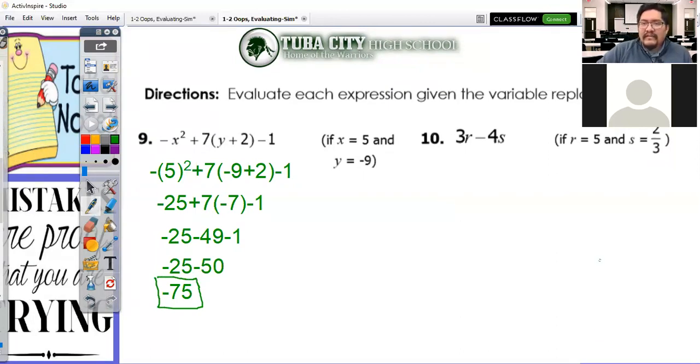All right, now this one uses fractions, so I might end up having to just write it out. I know typing it is a lot easier to read and sometimes a little faster, but in this case, since it wants us to use a fraction, it looks like we're going to have to go with what they want. So 3 times 5, because we replaced r with 5, and 4s, with s being replaced with 2/3.